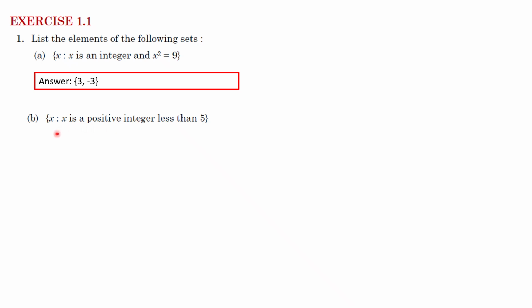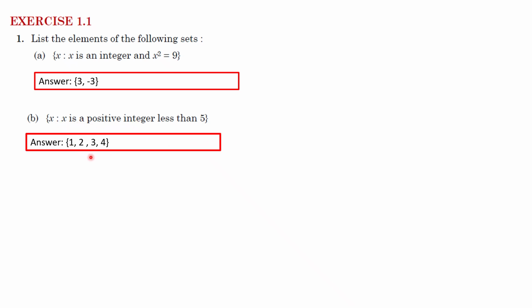Next is x such that x is a positive integer less than 5. So the answer will be 1, 2, 3, 4. Okay, it is talking about positive. Now 0 we cannot take because 0 is neither positive nor negative. So it is only 1, 2, 3, 4.